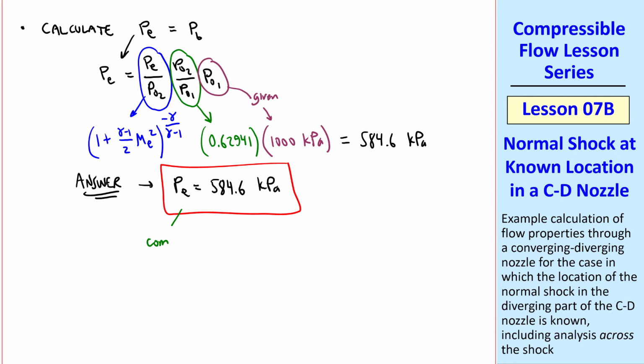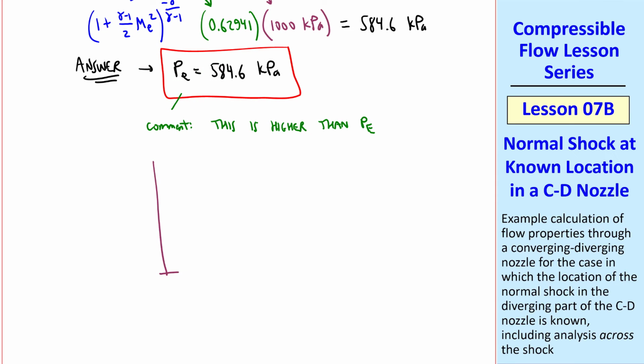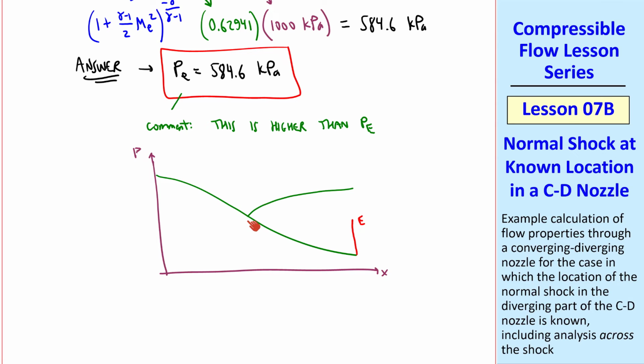And I'll just comment, this is higher than P capital E, which, as you should recall from our plots of pressure versus downstream distance in the duct, was the case where the shock is at the exit plane of the duct, as in our previous example, where we have the throat here, we have the supersonic branch and the subsonic branch. This was case C, and in our example here, this is case D, where the shock is at some location in the duct.